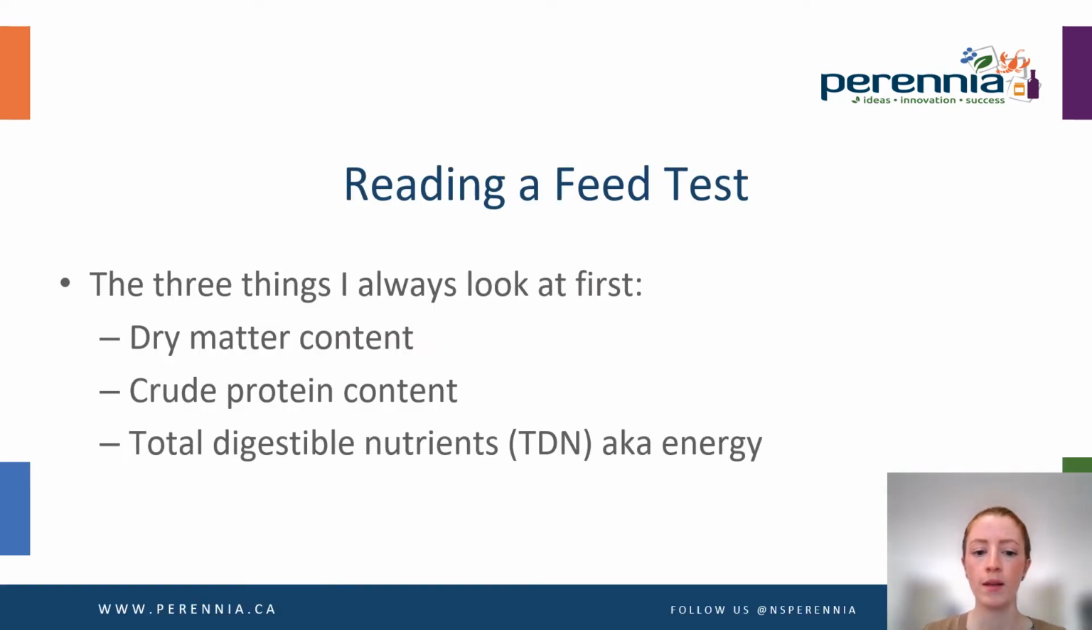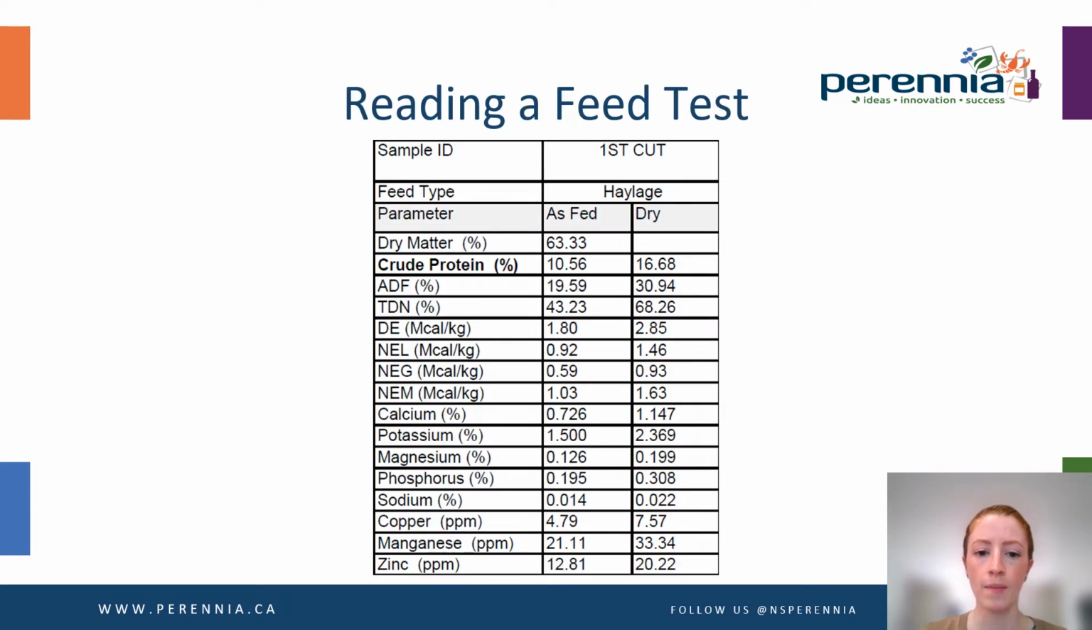There are 3 main things that I always look at first when I'm assessing feed quality, and those are the dry matter content, the crude protein content, and then the total digestible nutrients. That'll be listed as TDN. This is basically the energy fraction of the diet. So you'll get back something that looks like this.